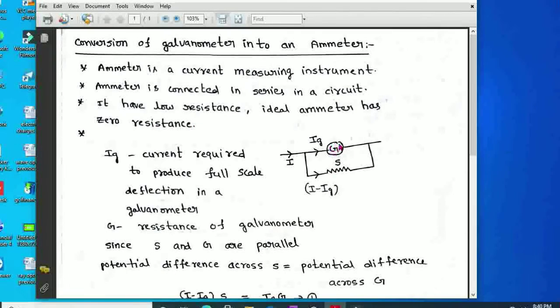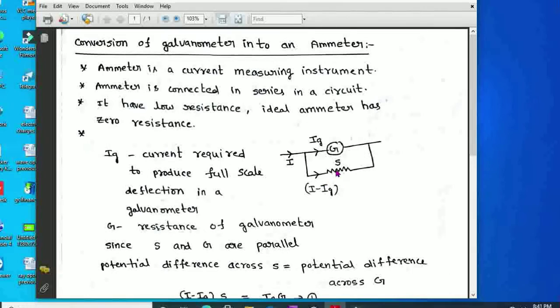The galvanometer can be converted into ammeter by connecting a suitable low resistance in parallel with the coil. Here S is the low resistance which is connected parallel to the galvanometer. Now the galvanometer acts as ammeter. The low resistance connected across the galvanometer is called the shunt resistor.